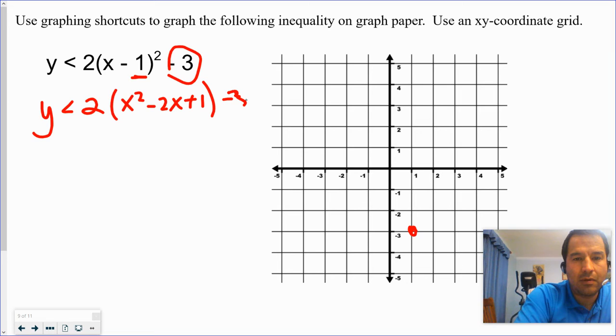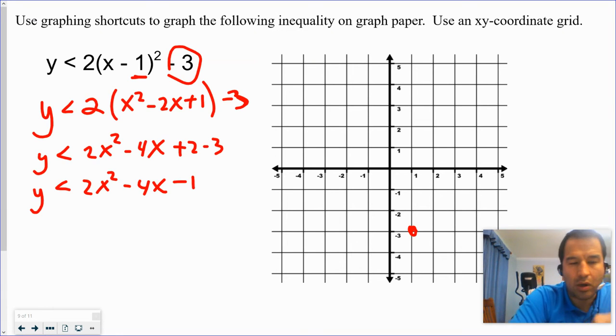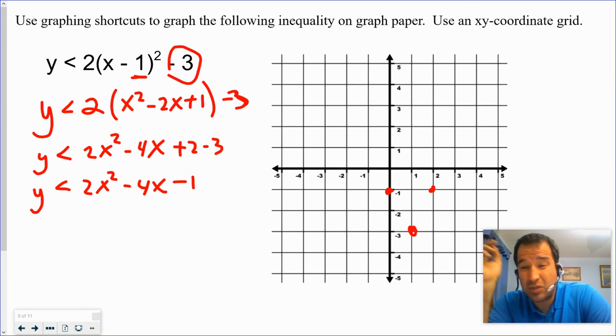Now, at this point, then I distribute it out now, so y is less than 2x squared minus 4x, and then plus 2, but then I have that minus 3, so y is less than 2x squared minus 4x minus 1. That tells me my y-intercept. My y-intercept is negative 1. Okay, so if my y-intercept is negative 1, I can already have some good information here. Since it's symmetrical, if that's my vertex, my other point is there. And actually, that is really all I need.